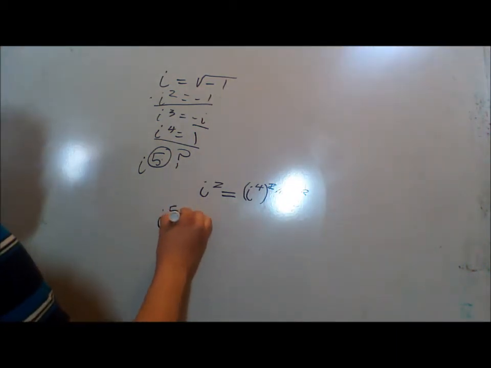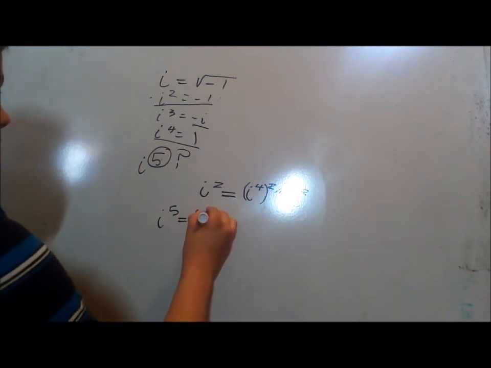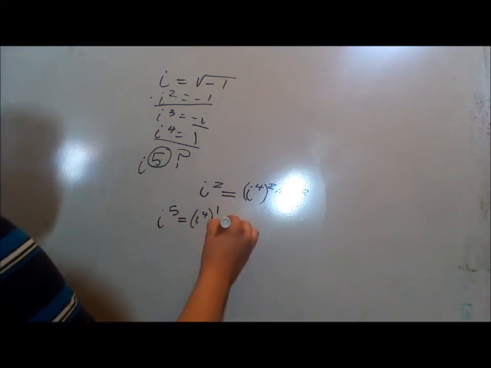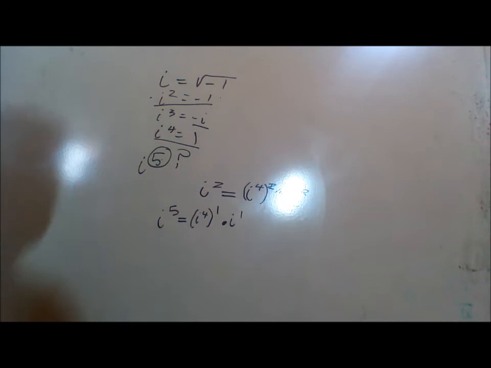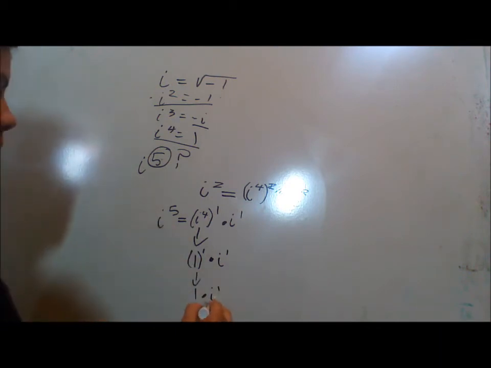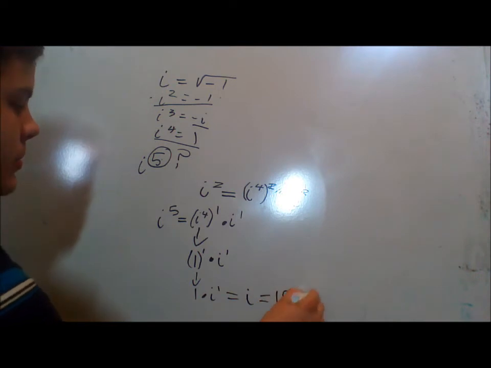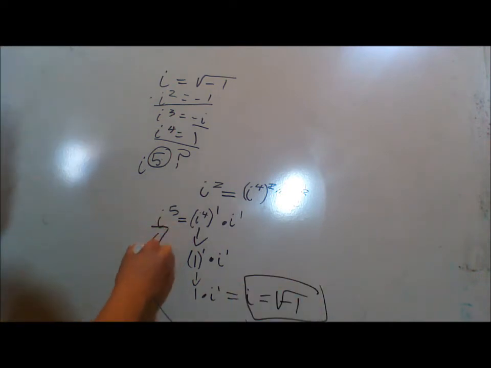So in this case it's I to the fifth power equals I to the fourth power times I to the first power. So pretty much we have 1 times I to the first power, and I to the first power is equivalent to the square root of -1. So the answer would be I to the fifth power is equivalent to the square root of -1.